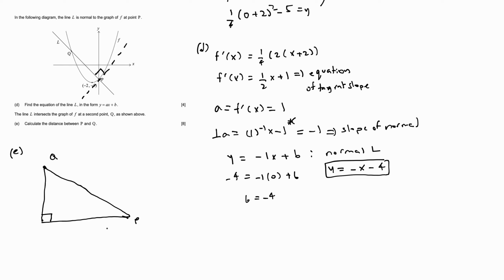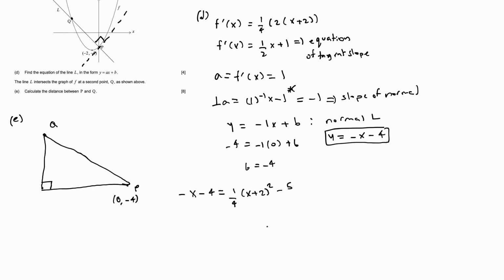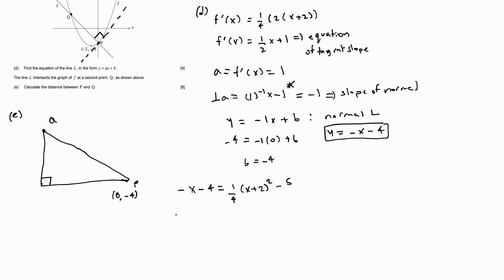Now what is the coordinate of P? That's (0, -4), because that's what we found out earlier, and we need to find the coordinate of Q. I know that Q arises from the intersection of the quadratic and the normal L. So let's simply equate these two equations together. Normal L's equation is -x minus 4, and the quadratic's equation is 1/4 (x plus 2) the whole squared minus 5. Okay, now let's solve for x.